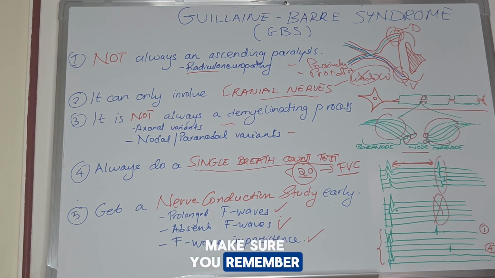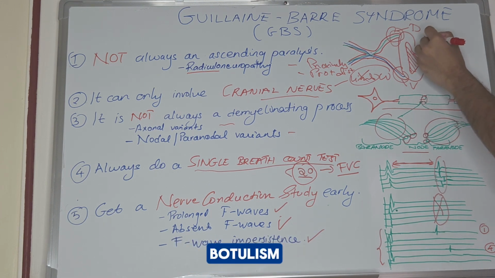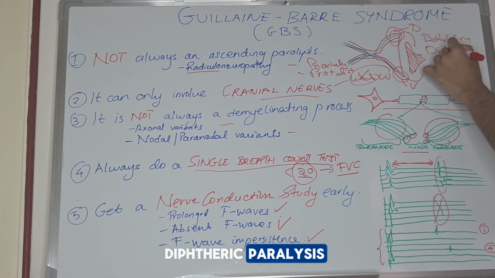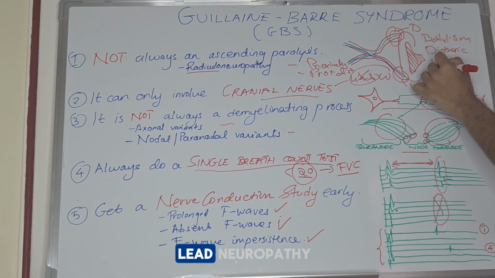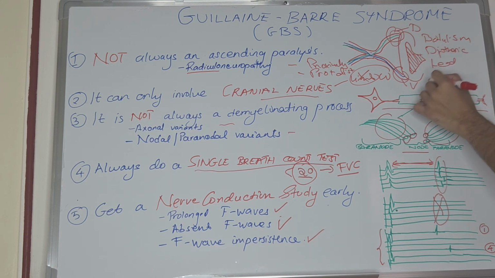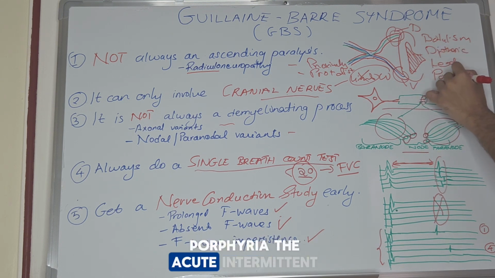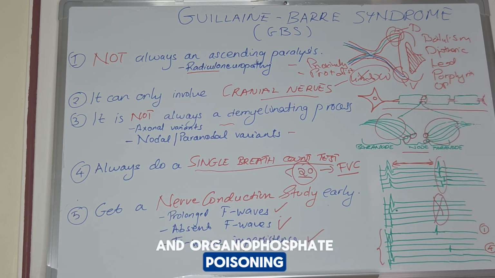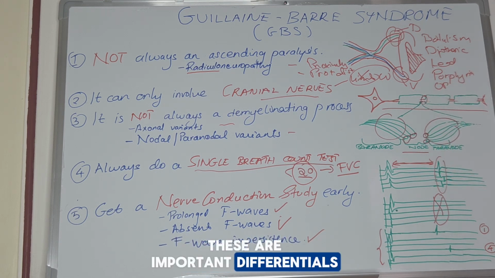Lastly, make sure you remember your differential diagnosis. Botulism, diphtheric paralysis, lead neuropathy, porphyria, the acute intermittent porphyria, and organophosphate poisoning. These are important differentials in your GBS.